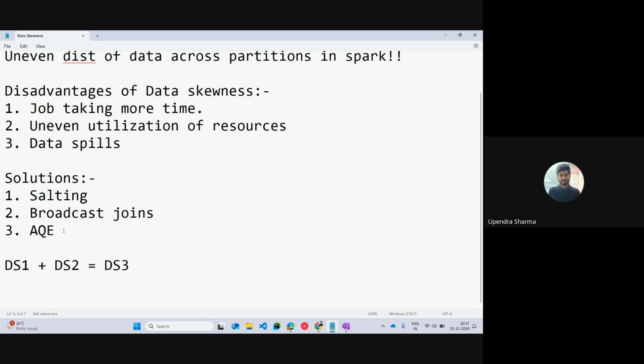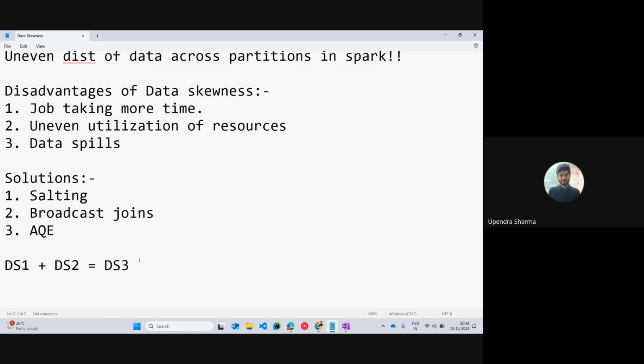Apart from this, there are a few more advantages of having AQE enabled. Like, it can on its own do coalesce shuffle partition. Coalesce is again an optimization technique. If you prepare for an interview, this is a highly asked question. 90% of the time, the chances are that the interviewer will ask you the difference between coalesce and repartition. Coalesce and repartition are basically how you can increase or decrease the number of partitions.